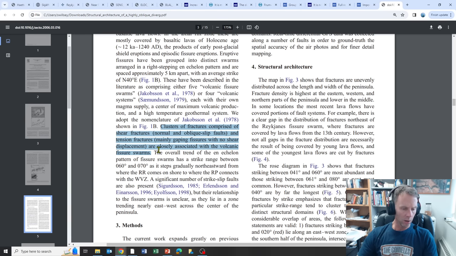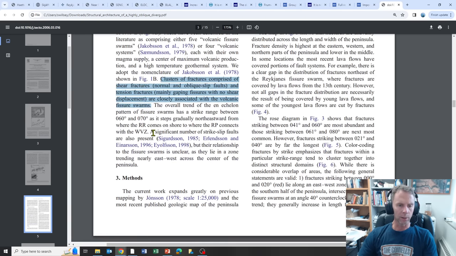And then moving on, let's see, at the bottom here, just looking at the paper I printed and what things I highlighted. A significant number of strike slip faults, so that's faults that move sideways, laterally, side to side, are also present, but the relationship to the fissure swarms is unclear as they lie in a zone trending nearly east-west across the rest of the peninsula.